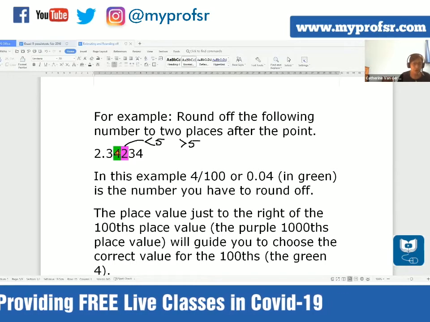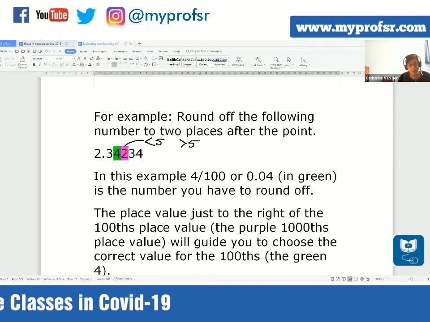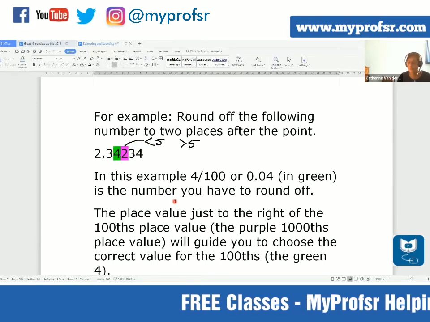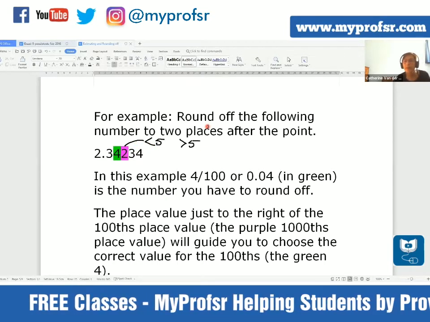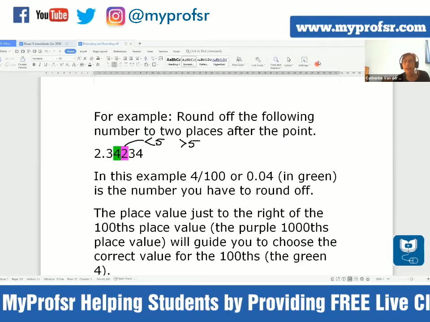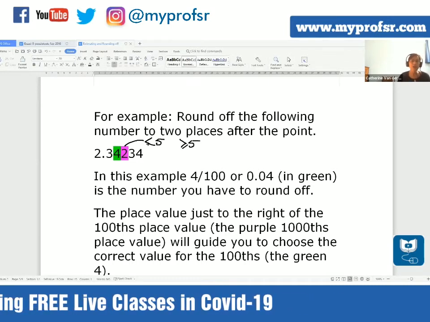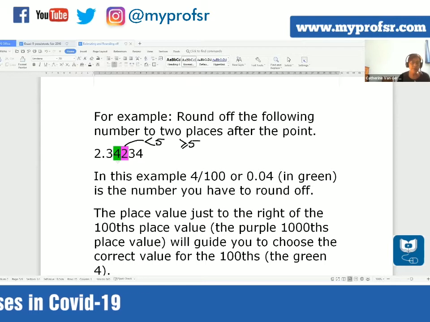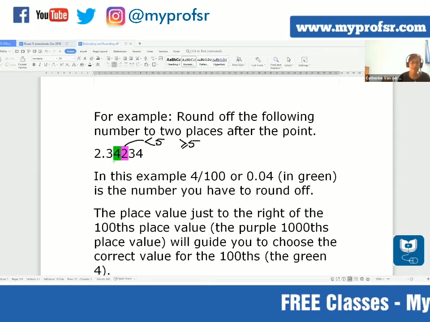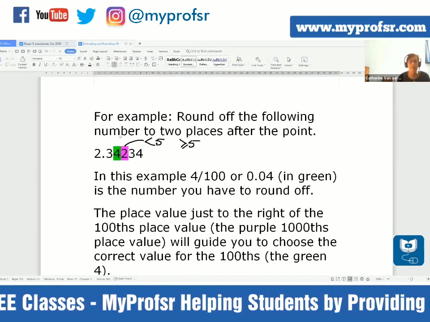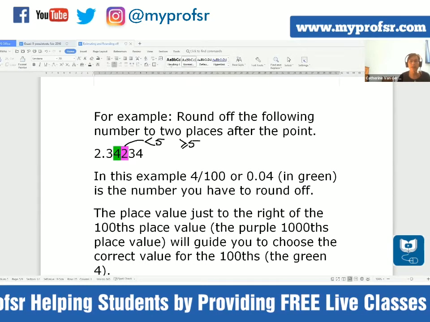So then we go to the number to the right of this number, the purple number. We see whether that is smaller than or bigger than or equal to 5. If it is smaller than 5, then this value stays the same. If it is bigger than 5, then this value goes up with 1. So anyone with the answer?